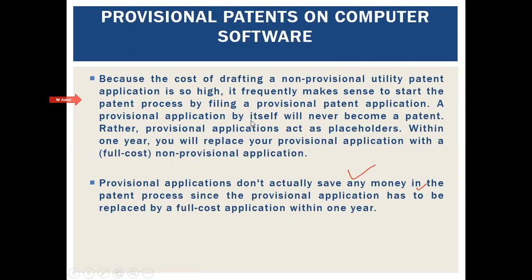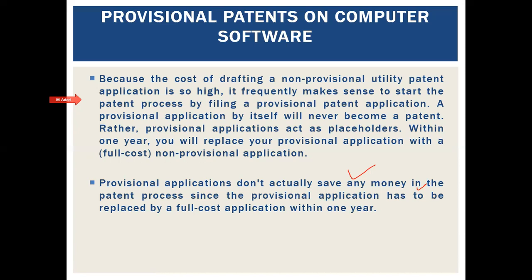A provisional application by itself will never become a patent. Rather, a provisional application acts as a placeholder, and within 1 year you replace your provisional application with a full-cost non-provisional application. The provisional application is not really saving any money in the patent procedure, since it has to be replaced by the full-cost application within 1 year.